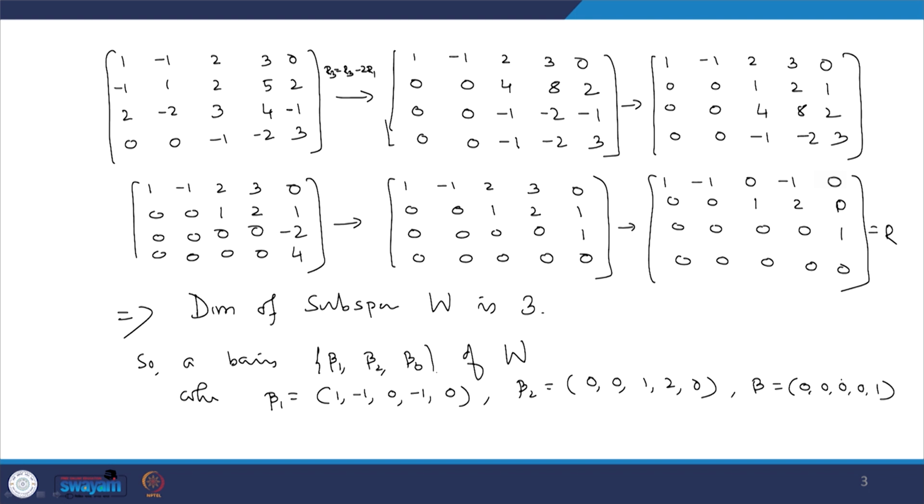Now, the question is that I have to find linear functionals which will annihilate W. So, let f be a linear functional on R5.